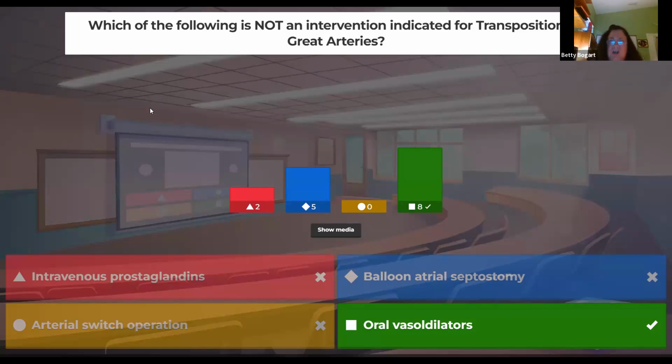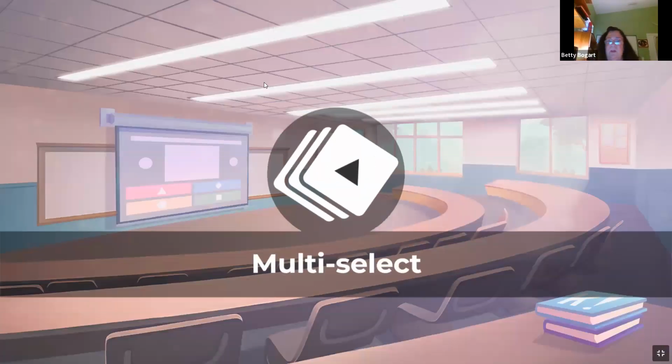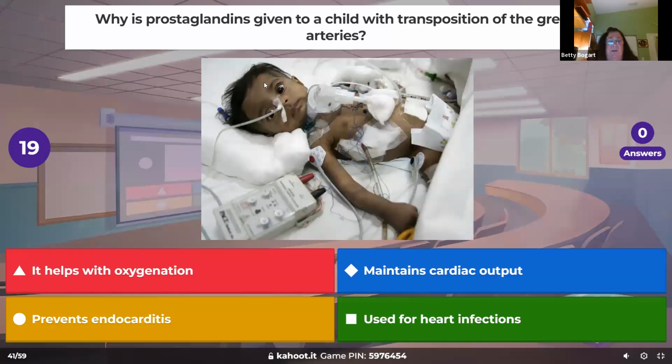It's like a punch. And it sort of tears open, literally, a bigger hole for blood to go from right to left side to get blood oxygenated to the body. Oral vasodilators will do absolutely nothing. We don't use anything oral on transposition. Why is prostaglandins given to a child with transposition of the great arteries?